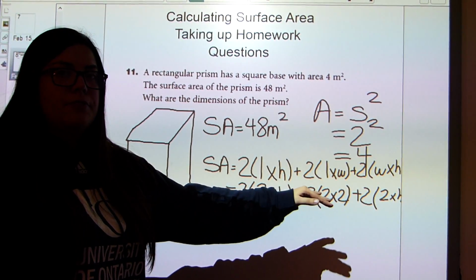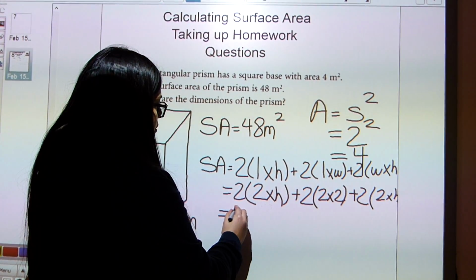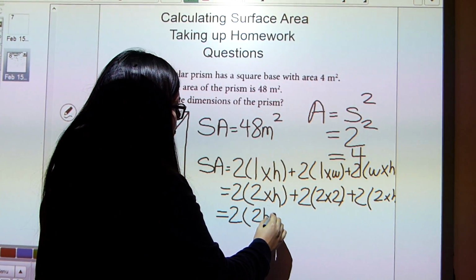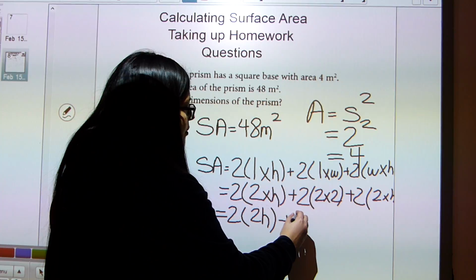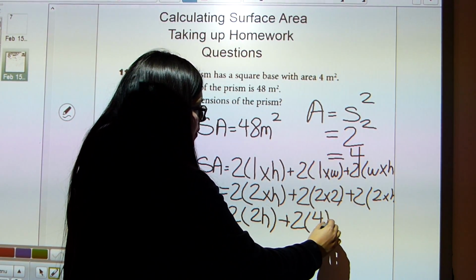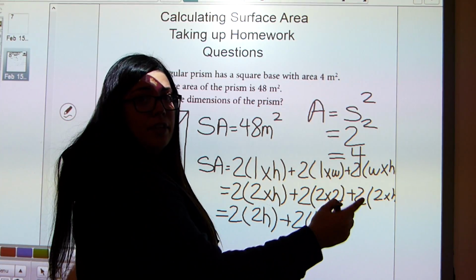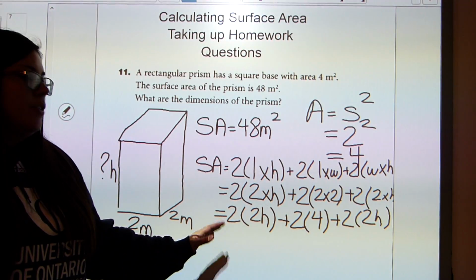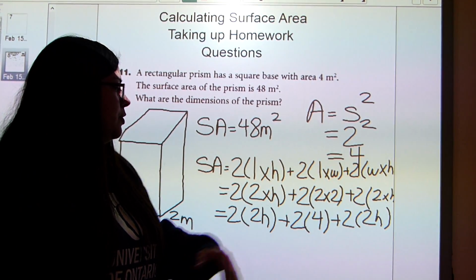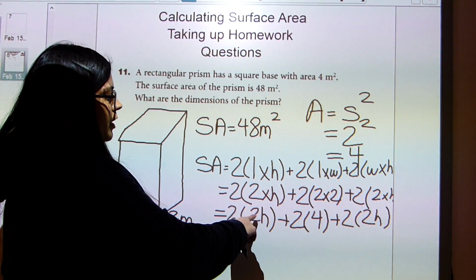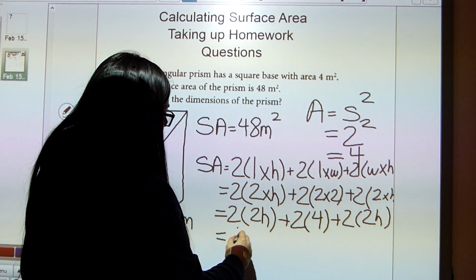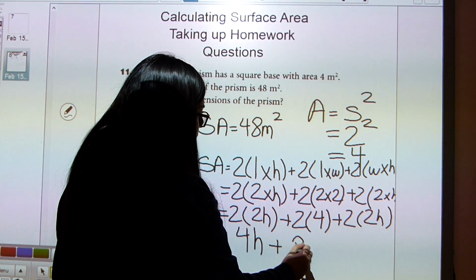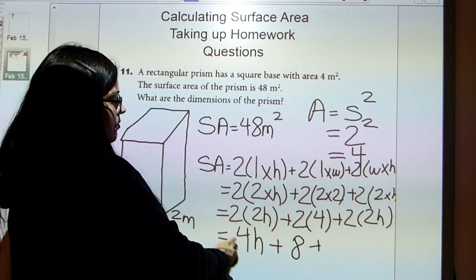So now we're going to do the brackets first. 2 times h can be written as 2h. 2 times 2 is 4. And 2 times h again can be written as 2h. So again, multiply the 2 into each of the brackets. So 2 times 2h is 4h. 2 times 4 is 8. And 2 times 2h, just like this one, is 4h.